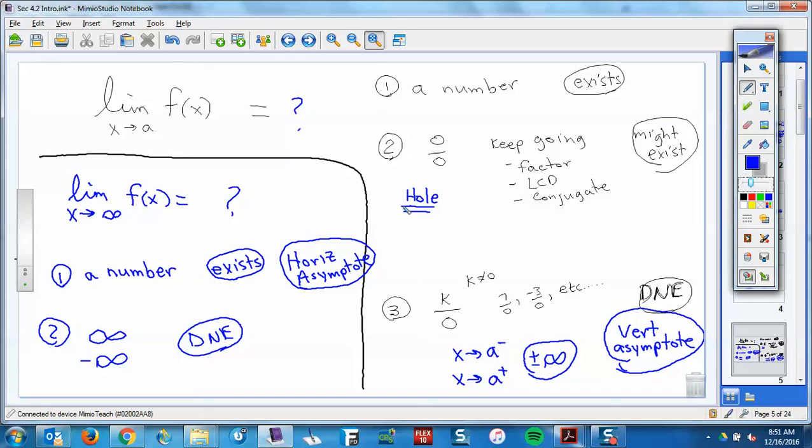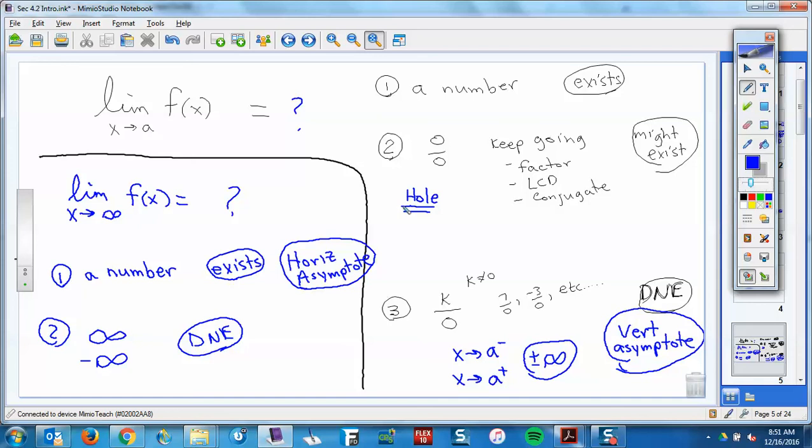And then the other thing that can happen to you is you get a number over 0. Now everybody always asks, what if you get a 0 over a number? What if you get 0 over 4? That's just 0. That's a number. That's part A, that's number 1 up here, right? You get 0 over a number, that's just a number. 0 over 0 is this weird one.